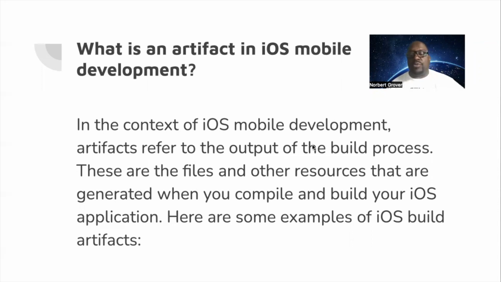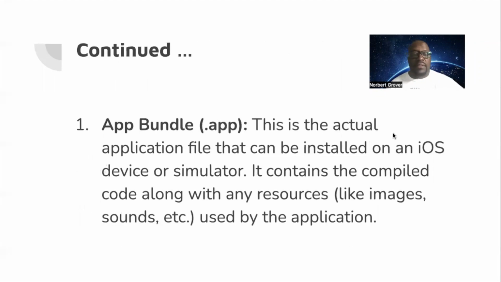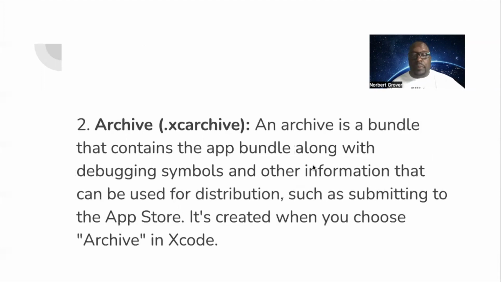Here are some examples of iOS build artifacts. One, the app bundle. This is the actual application file that can be installed on an iOS device or simulator. It contains the compiled code along with any resources like images, sounds, etc., used by the application. Two, an archive. An archive is a bundle that contains the app bundle along with debugging symbols and other information that can be used for distribution, such as submitting to the App Store.